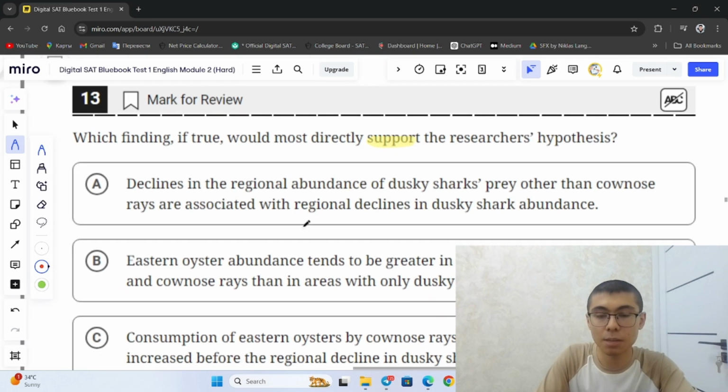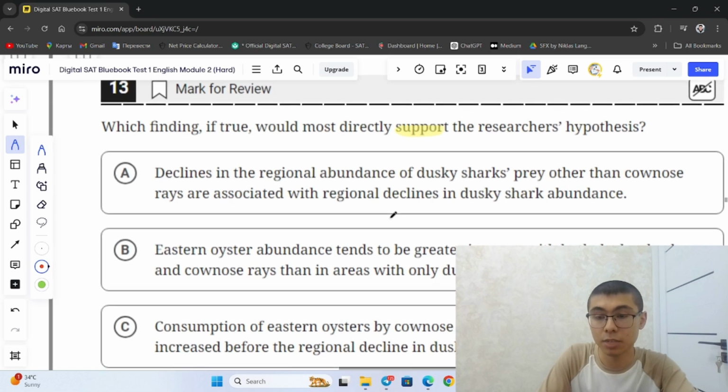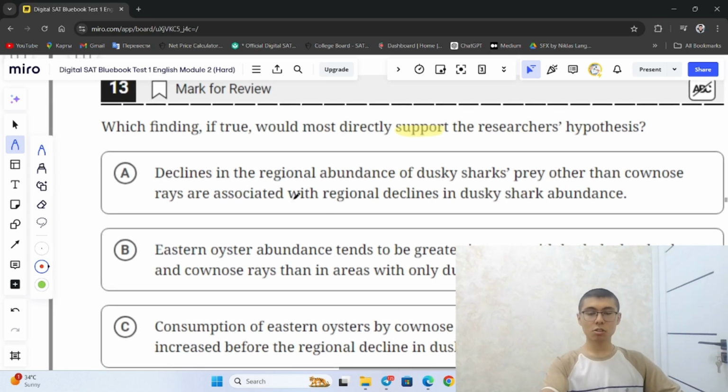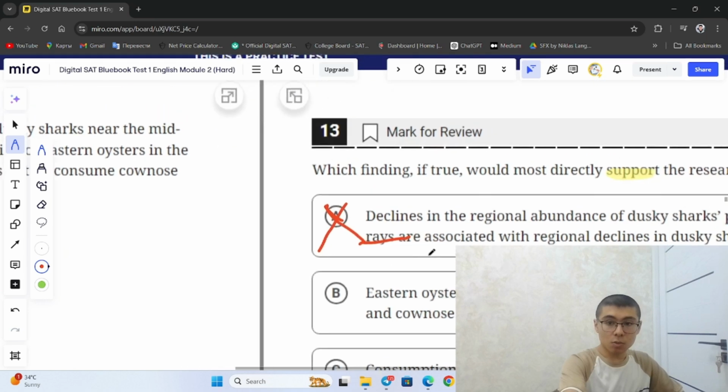Declines in the regional abundance of dusky shark prey other than cownose rays are associated with regional declines in dusky shark abundance. I mean, why do we care about prey other than cownose rays? It's not related here. We just have to support this. We have to mention just three of these things, and that's it. We don't have to care about any other thing. So B is out.